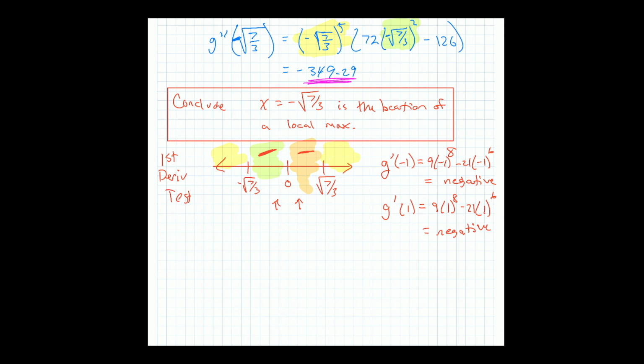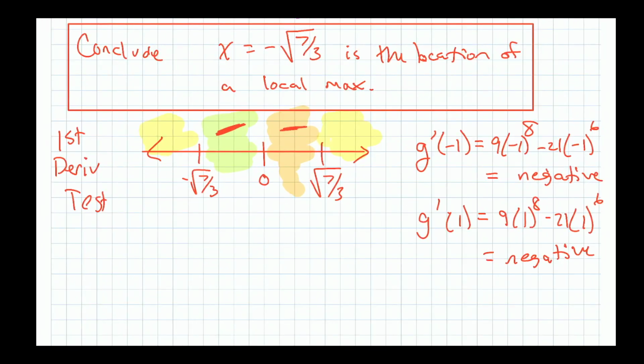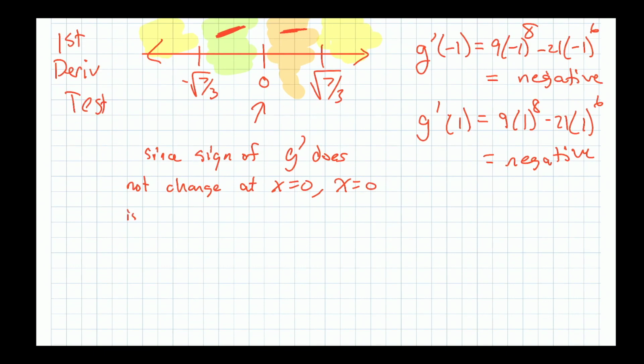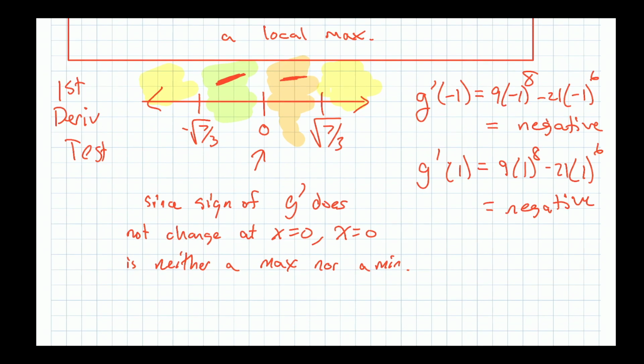Right? So, according to the first derivative test there, the 0 is nothing because the sign of the first derivative doesn't change. So we can see since the sign of g prime does not change at x equals 0, x equals 0 is neither a maximum nor a minimum. So that's what you would have to do.